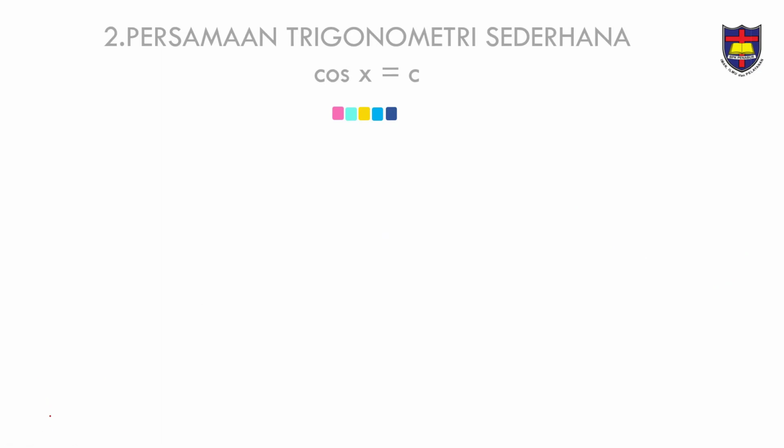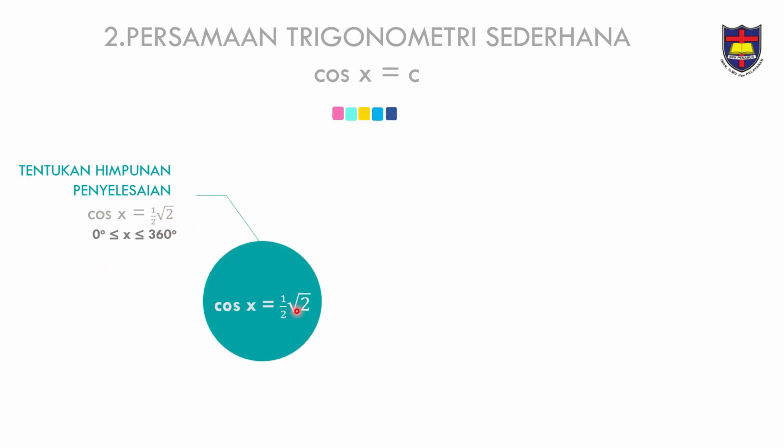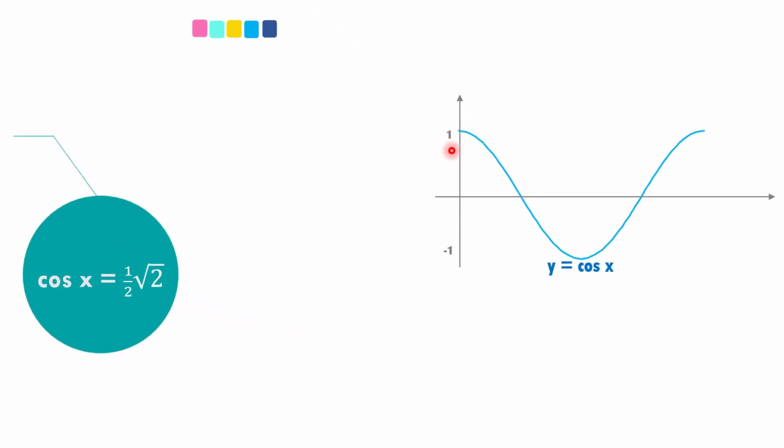Okay, now we go to cos x equals c. For the trigonometric equation cos x equals c, the basic concept is the same. Let's see the example: how to solve cos x equals a half square root of 2 in the interval of 0 up to 360 degrees using a sketch of the graph. We want to find out cos x equals a half square root of 2. Then we draw the graph of cos and find which value of y is a half square root of 2. Here is the graph of cos.